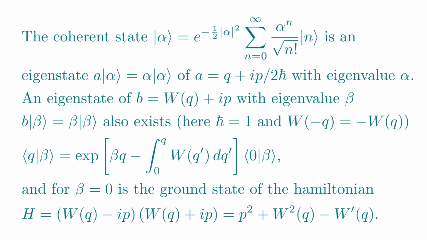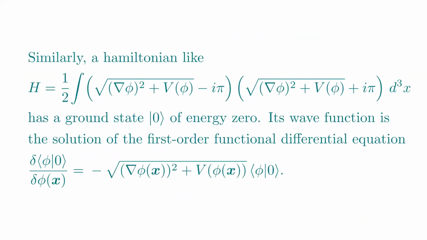The reason that sort of interests me is that you could write a Hamiltonian like this. This would be your sort of generic scalar field Hamiltonian, except for the fact that I've written it in this funny way where there's a pi. The nice thing about this, though, is that it has a ground state of energy 0, and the wave function is a solution of this first order functional differential equation. Of course, functional differential equations aren't as easy as ordinary differential equations, so I can't solve that in general. When phi is quadratic, of course, it's just the vacuum of the free field theory.